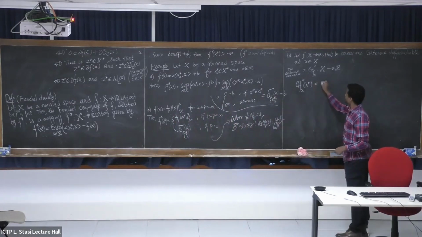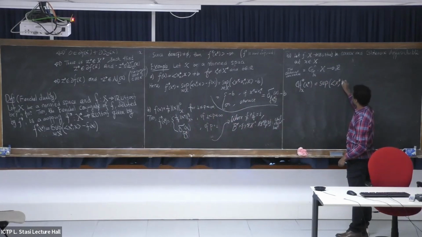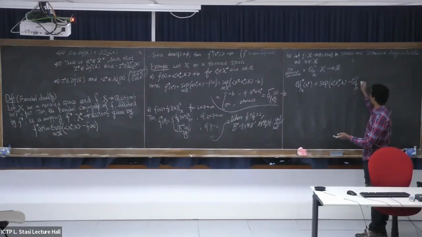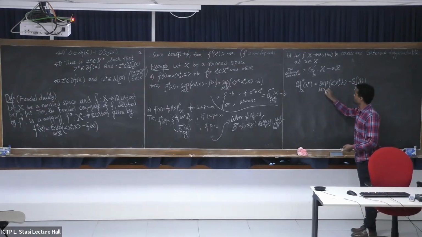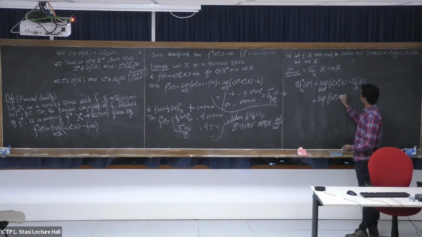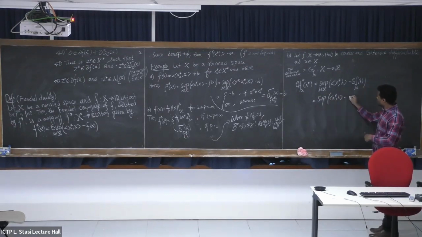By the definition, you get this. So this is equal to the supremum of x star h minus the limit of f of x plus t h minus f of x, over t, as t goes to 0.